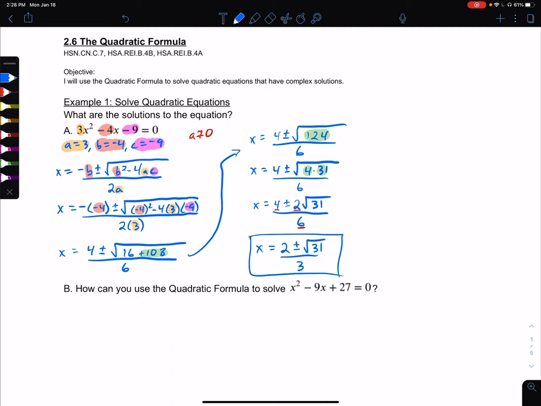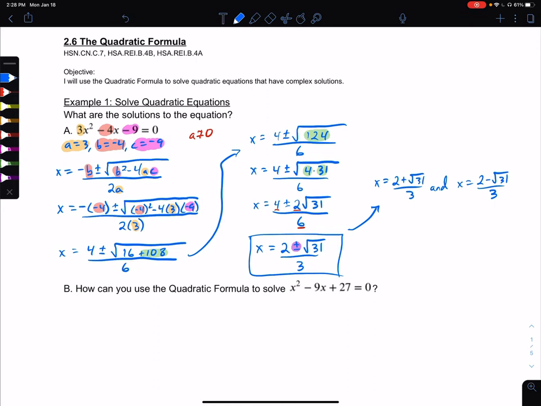You have two solutions here, right? We have a plus and a minus. So you can write it as that one solution, or if you wanted to, you could write this as x is equal to 2 plus radical 31 over 3, and x is equal to 2 minus radical 31 over 3. So just keep it in mind here that there are two solutions when you have that plus minus, and those two solutions will be written on that right there.